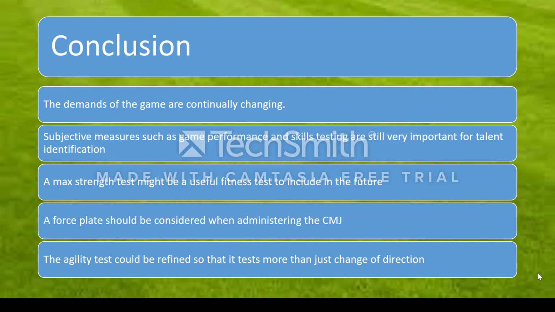Finally, the AFL specific agility test could be refined so that it tests more than just change of direction and speed. Some other stimulus related to the game of AFL could be included to make it a more true agility test.